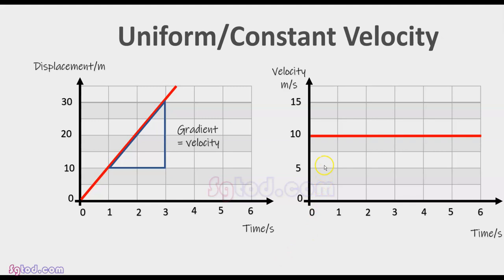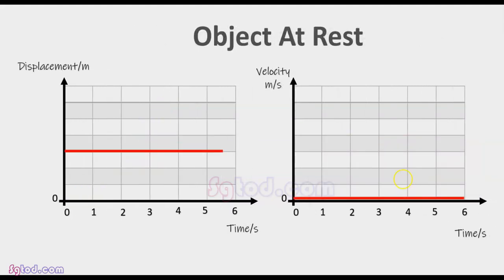Secondly, the area under the velocity time graph gives us the distance traveled or the displacement. In the case of an object at rest, there is no distance traveled, so there is no area under this graph.